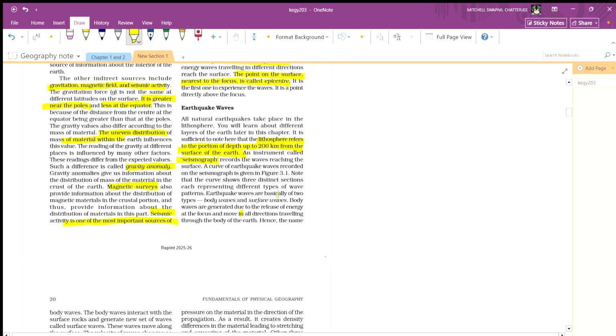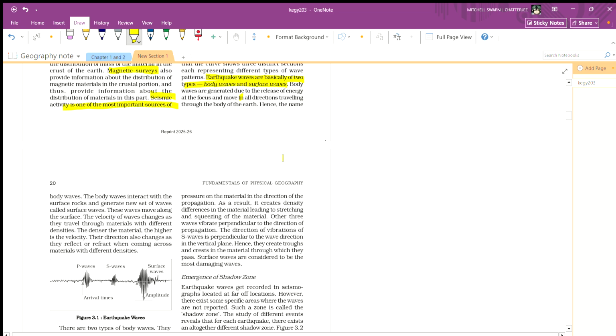Earthquake waves are basically of two types: body waves and surface waves. Body waves are generated due to the release of energy at the focus and move in all directions throughout the body of the earth. Hence the name body waves. The body waves interact with the surface rock and generate new sets of waves called surface waves.